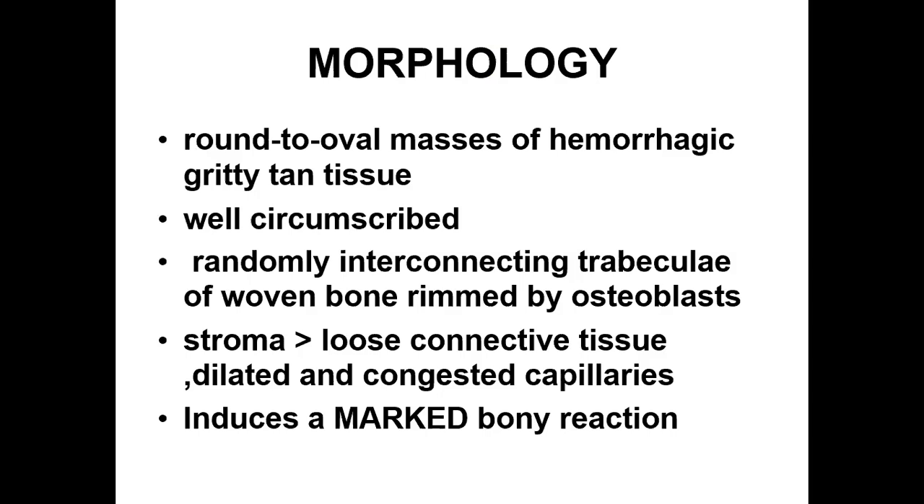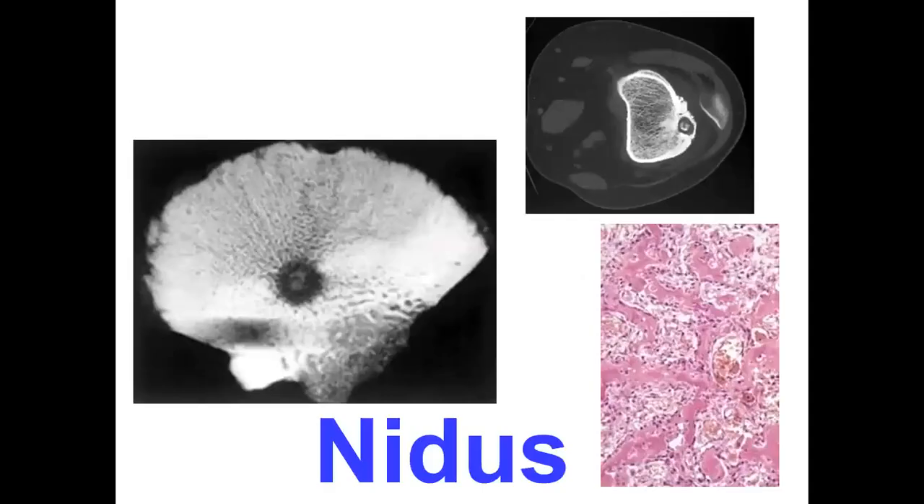Morphologically, they are round to oval masses of hemorrhagic gritty tan tissue, well circumscribed, and microscopically they are composed of randomly interconnecting trabeculae of woven bone, which are rimmed by osteoblasts. Stroma consists of loose connective tissue, dilated and congested blood vessels, and they induce a marked bony reaction.